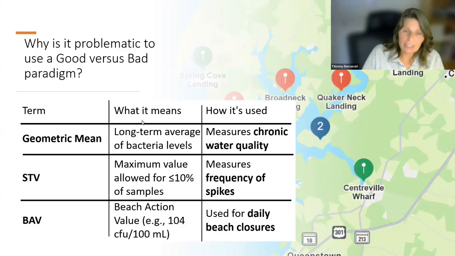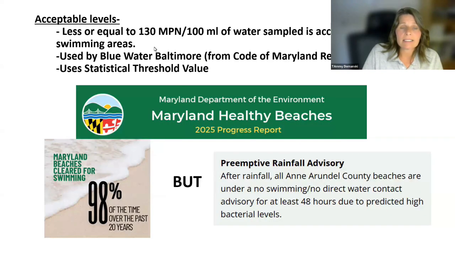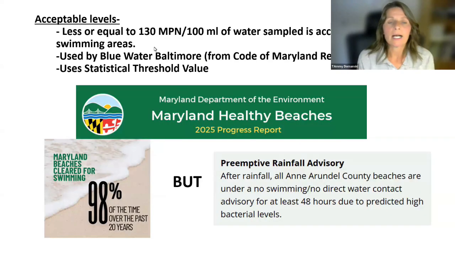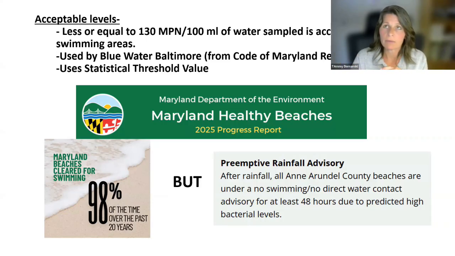A somewhat newer value for water quality is this statistical threshold value. This measures the frequency of spikes. So this is a newer value that you see being used, this 130 number per 100 milliliters. As you saw two slides ago, I used the term CFU, colony forming units. We think of it as basically the number of bacteria per 100 milliliters.